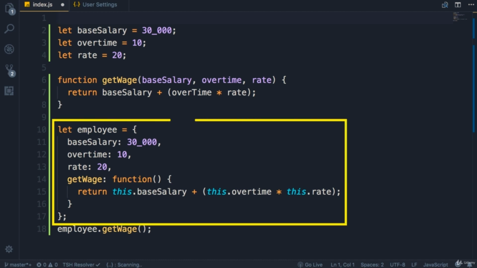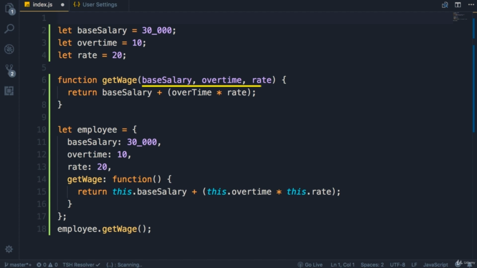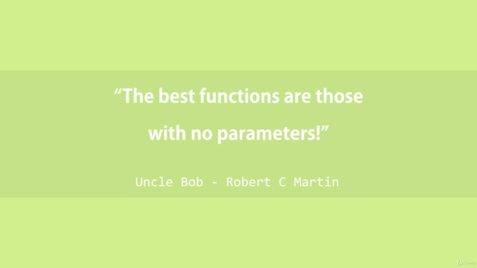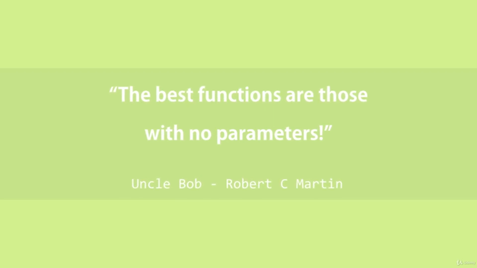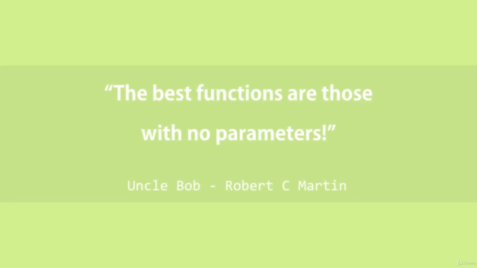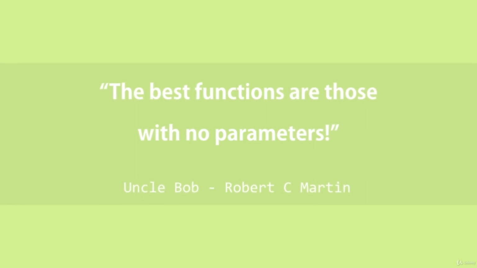So one of the symptoms of procedural code is functions with so many parameters. When you write code in an object-oriented way, your functions end up having fewer and fewer parameters. As Uncle Bob says, the best functions are those with no parameters. The fewer the number of parameters, the easier it is to use and maintain that function.